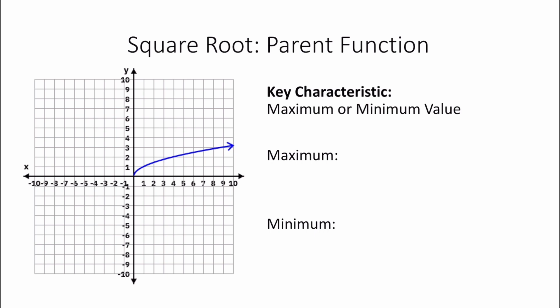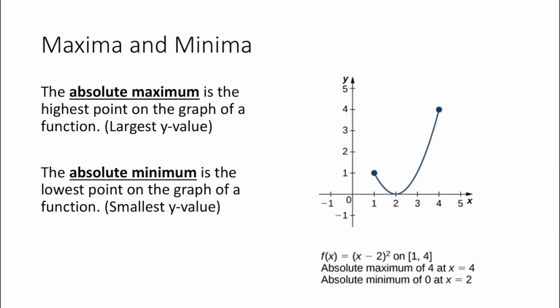So now let's talk about a maximum or a minimum value. The absolute maximum is the highest point on the graph of a function. In other words, it's the largest y value. In this example, you can see the highest value here is at y equals 4. So the point (4, 4) is a maximum of this graph. The absolute minimum is the lowest point on the graph of a function. It's going to be where you have the smallest y value. That's going to be at this point right here where y is 0. So (2, 0) is going to be the minimum of this function.